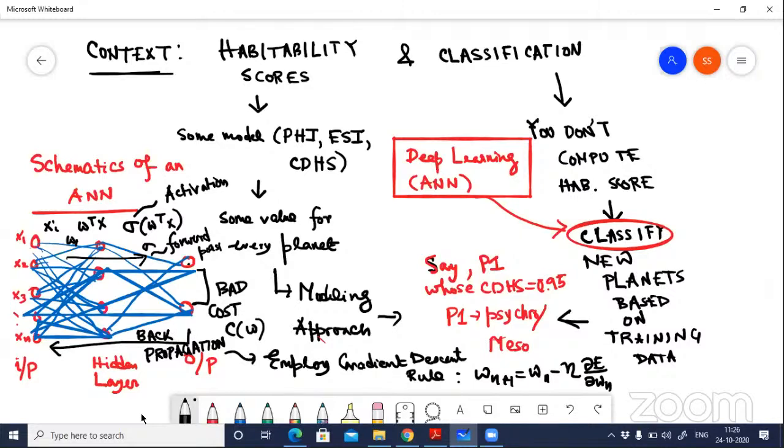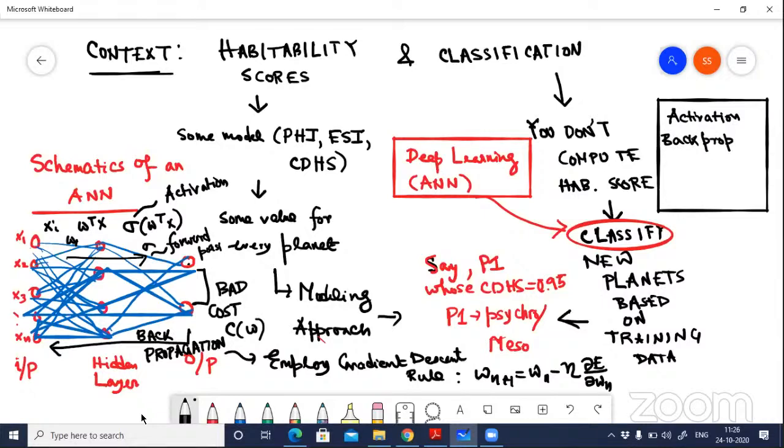Okay, so as far as the neural network is concerned, this is your capsule of the day: there is an activation function, and there are several types of activation functions. And then there is backpropagation, where we employ the gradient descent.